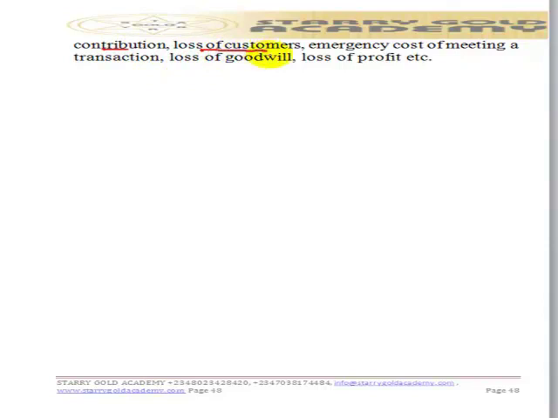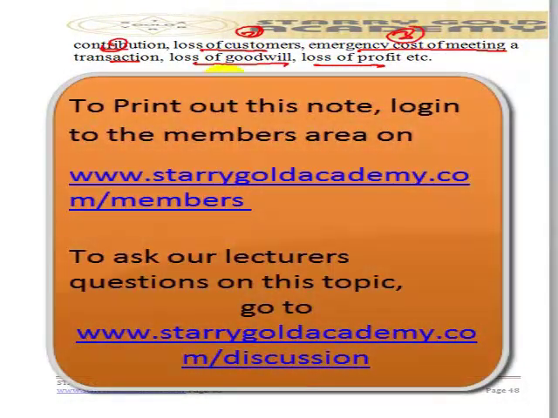They are going to lose some of their customers. They will incur emergency cost of meeting a particular transaction. They will lose face, that is goodwill, and they are going to lose profit. So the effect or the cost of running out of stock is the loss of contribution, loss of customers, emergency cost of meeting transactions, and the loss of goodwill as well as the loss of profit. Now, the loss of contribution and customers are related to the shortage or reduction in patronage.